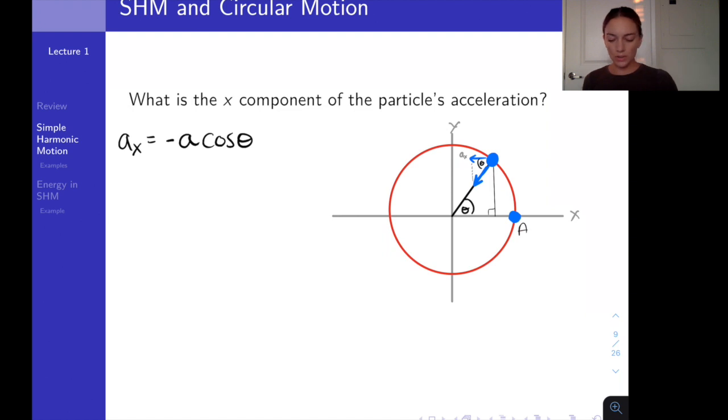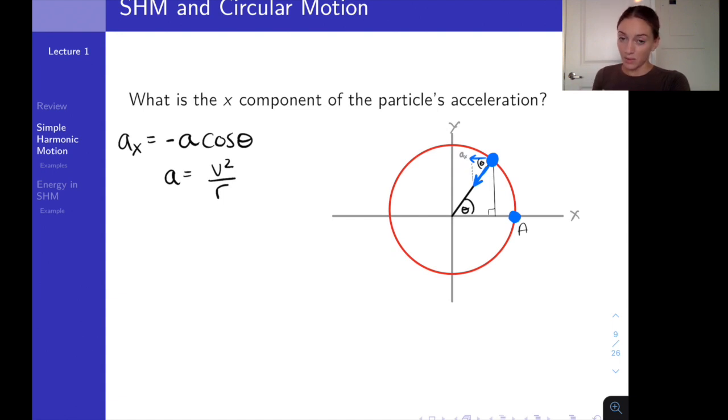But we don't actually know what the acceleration is, right? We weren't given a. We were only given the radius, which is capital A, and the angular speed omega. So we need to get this acceleration into terms that we know. So again, we can think back to uniform circular motion, and remember that the acceleration is given by v squared over r. So the acceleration is v squared over the radius, and we know the radius here, but we don't know v.